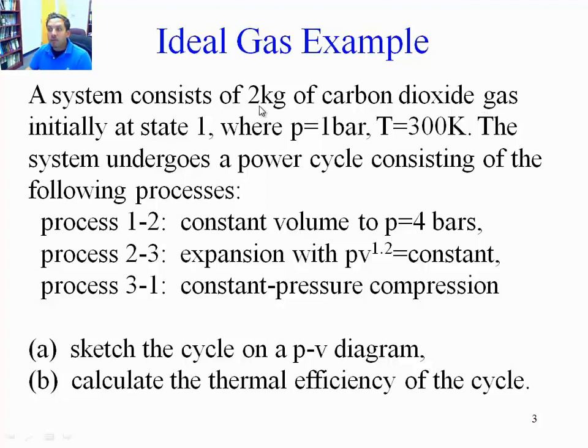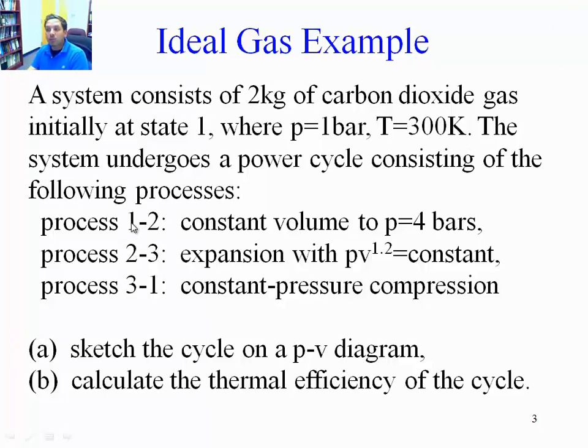We have a system that contains 2 kilograms of carbon dioxide, which is initially at 1 bar and 300 Kelvin. That's pretty much atmospheric conditions. 1 bar is very close to the atmospheric pressure, and 300 Kelvin is about 27 degrees Celsius. It's very close to the regular standard atmospheric temperature. Now the system undergoes a power cycle. That means it's going to undergo a series of processes that is going to bring the 2 kilograms of CO2 back to the initial state 1, back to 1 bar and 300 Kelvin.